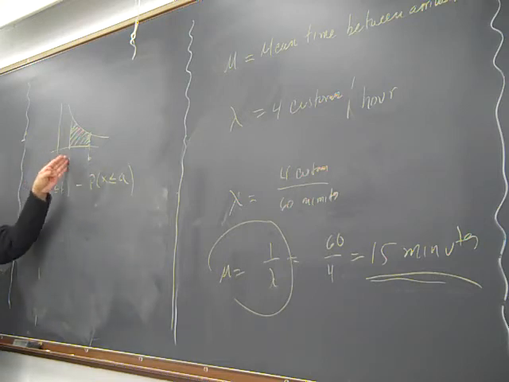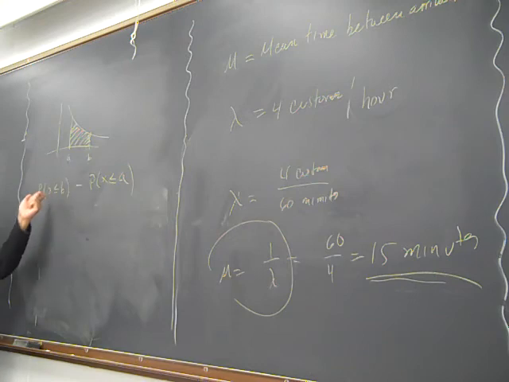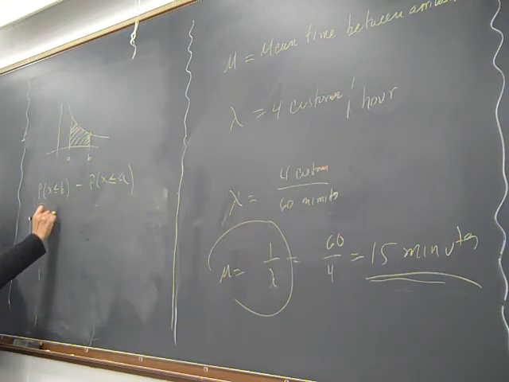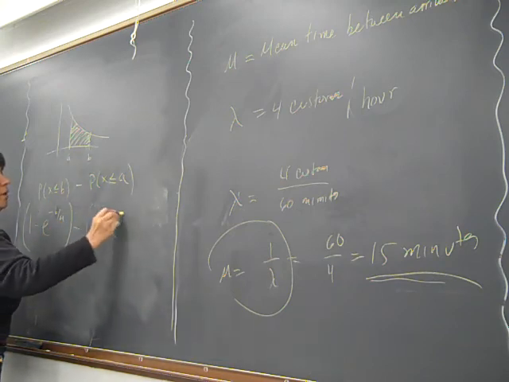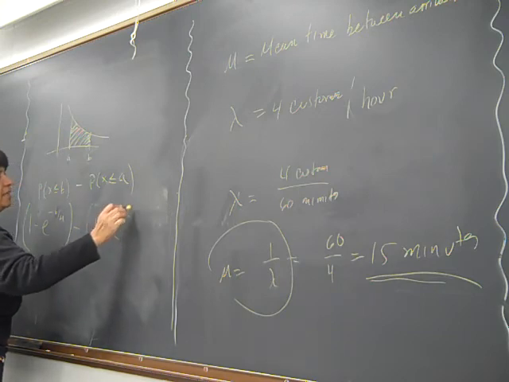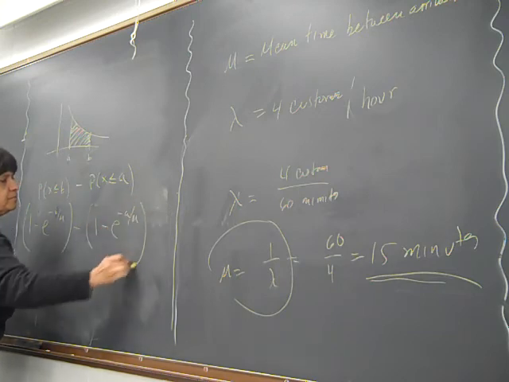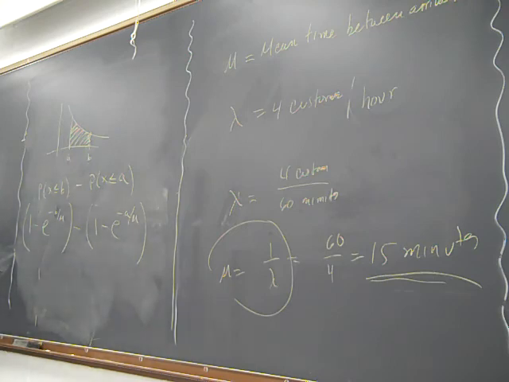When we have an interval, we first need to calculate the probability that X is less or equal than B. That is equal to what? 1 minus e to the power of minus B divided by mu, minus 1 minus e to the power of minus A divided by mu. You see? So you have to do this kind of thing, whether it is less, greater, or in an interval. Less or equal, greater or equal, or in an interval.